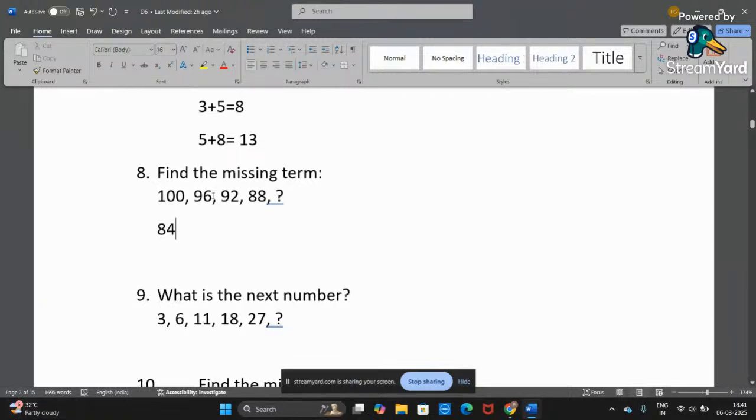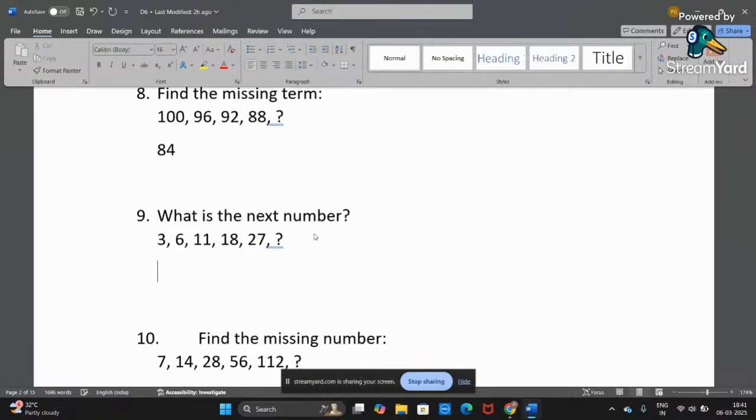Each number is decreased by 4. So it is 100 decreased by 4 means 96. Again, it is decreased by 4 means it is 92. Again, it is decreased by 4 means it is 88. Again, it is decreased by 4 because everywhere it is decreased by 4. So to find the missing number, the previous number should be decreased by 4. So we'll get 84.